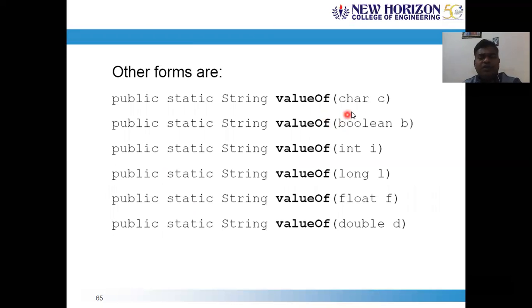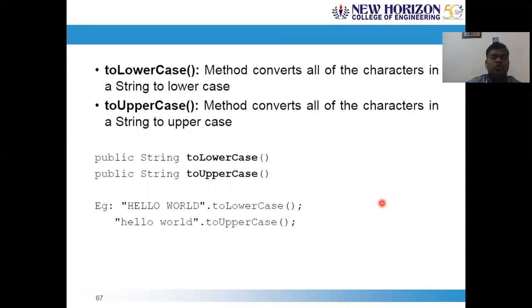So valueOf char c, boolean b, int i, and long l, all these library functions are used to get the equivalent string of the values that you have specified here. Next one, toLowerCase and toUpperCase. In order to convert all the characters of the string to lowercase, you can use string1 dot toLowerCase, and the result will be all the characters converted to lowercase, and toUpperCase converts all the characters to uppercase by making use of these examples.